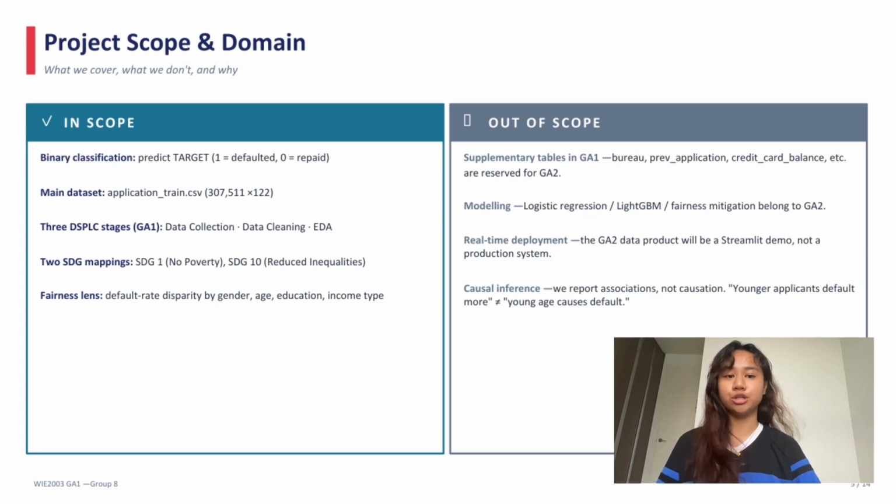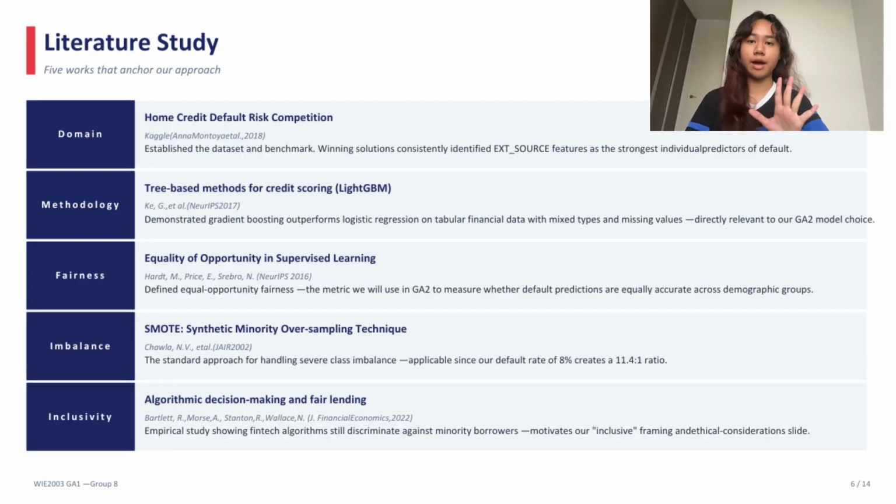We report associations only. Five works anchor us. Montoya 2018 set the Kaggle benchmark. LightGBM by Ke et al. justifies our GA2 model choice. Hardt et al. define equal opportunity fairness, our key metric. SMOTE handles class imbalance, and Bartlett 2022 shows fintech still discriminates against minority borrowers. That motivates our inclusive framing.